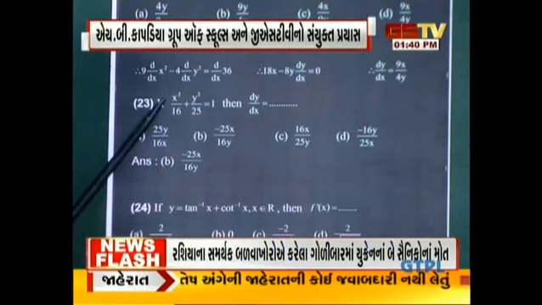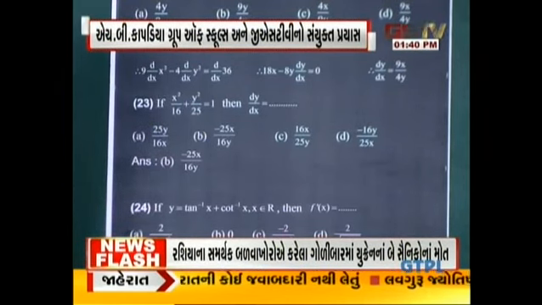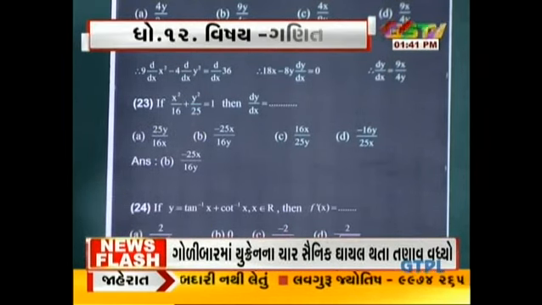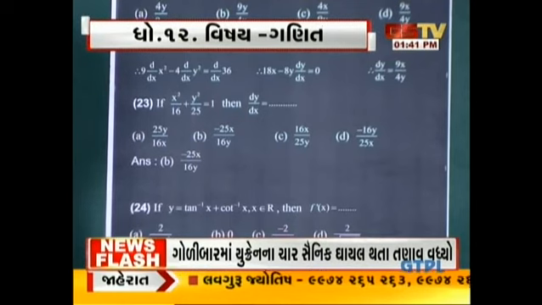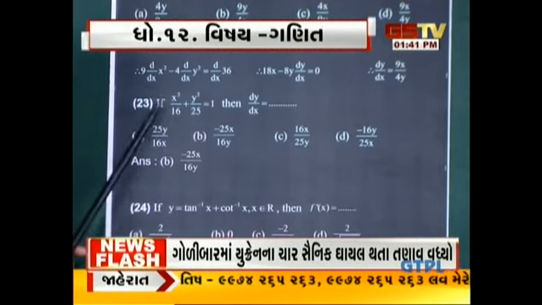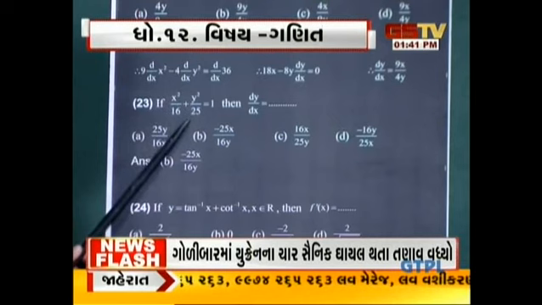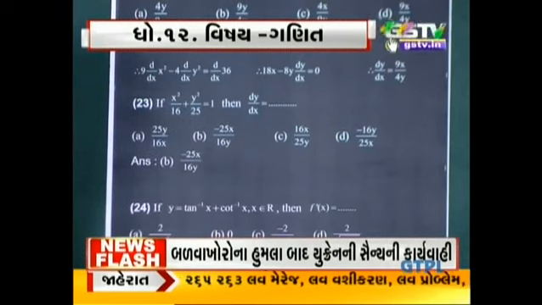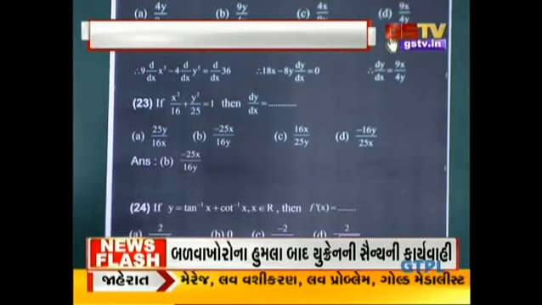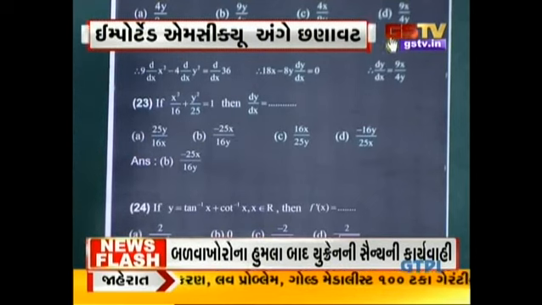x square derivative is 2x by 16, y square derivative is 2y upon 25, and the sign is opposite. So 2x upon 16 minus 2y upon 25, so we get the direct answer minus 25x by 16y.